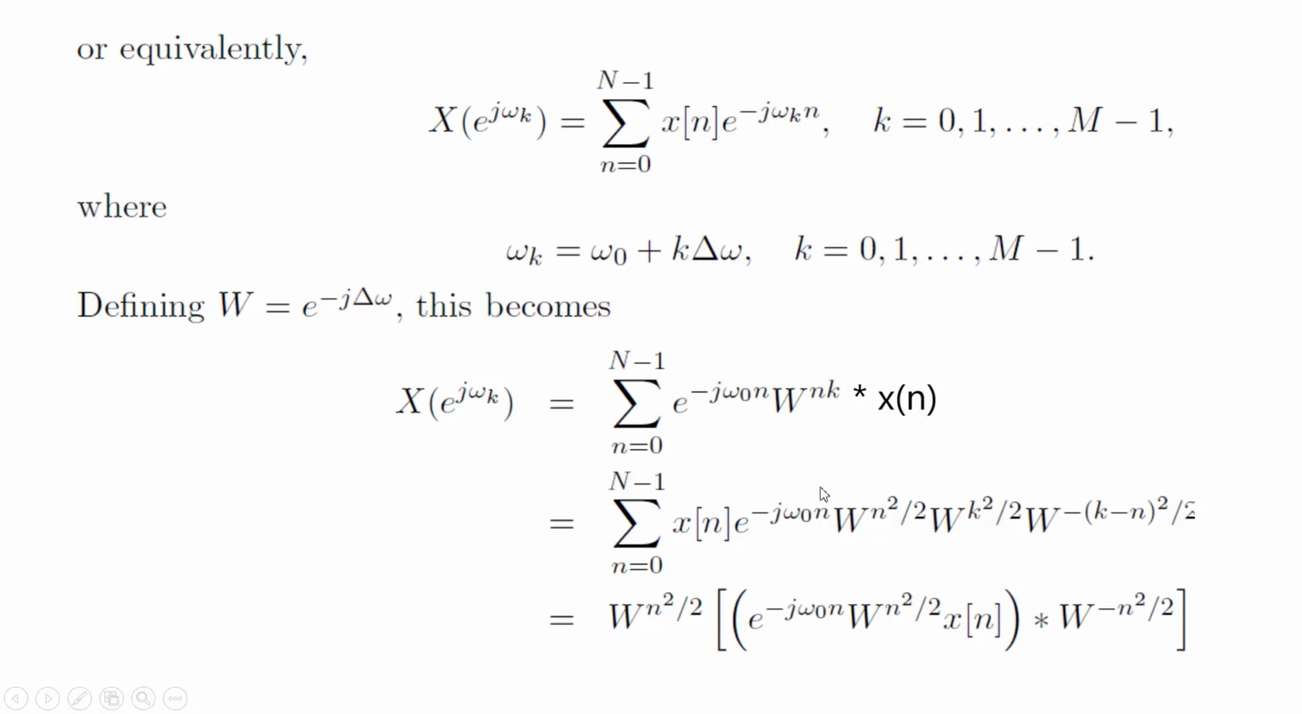Now what I do is some manipulation of this exponent, where I say e to the power minus j omega naught n, same as it is coming, and I multiply it with W to the power n square by 2, W to the power k square by 2, and I also multiply with W to the power of minus k minus n whole square by 2. So ultimately we will get back this equation only. Now if you take W to the power k square by 2 common out of this, you will see that this is e to the power minus j omega naught n, W to the power n square by 2, x[n], convolution with W to the power minus n square by 2. So these two will be convolved with each other.